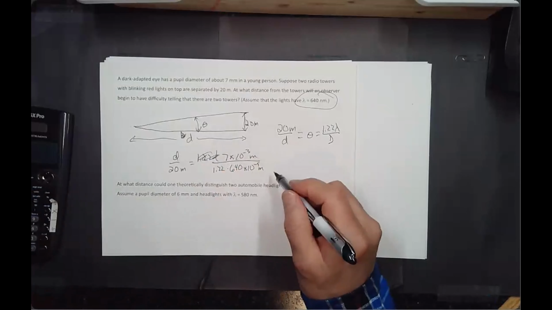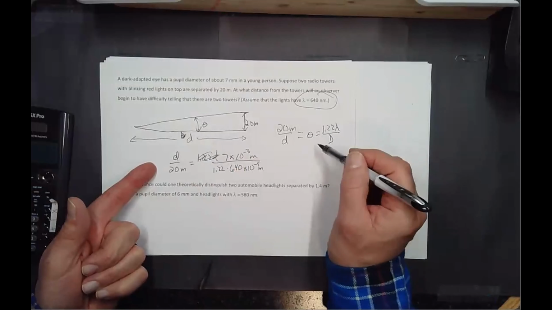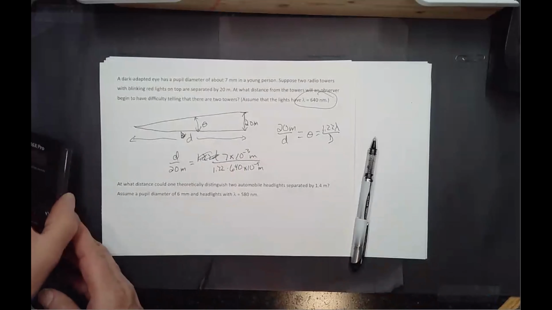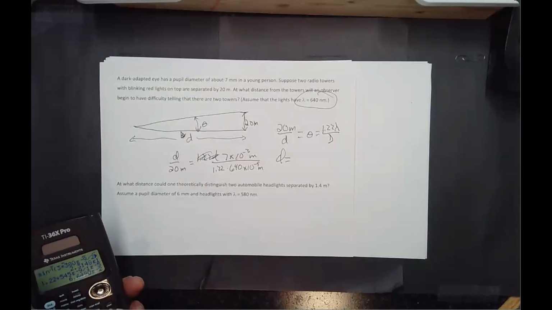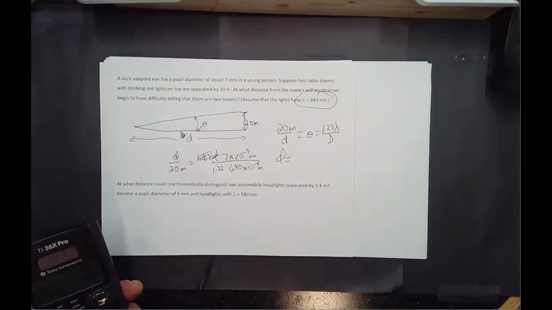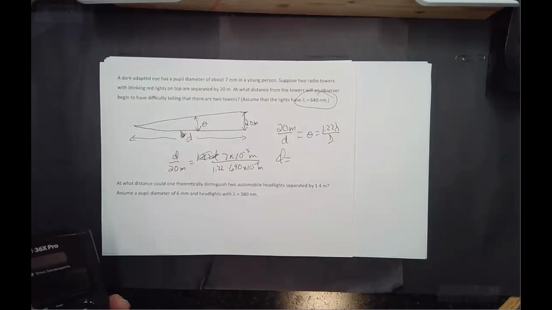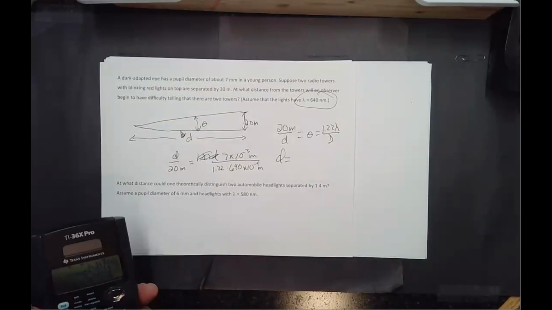So just applying that formula again, the 1.22 lambda over d is the best you can do angle-wise. So if I just take 20 meters and multiply by this, I'll know the distance. So 20 times. And we're not going to have a lot of significant figures on this thing, as in, we're going to have one significant figure.